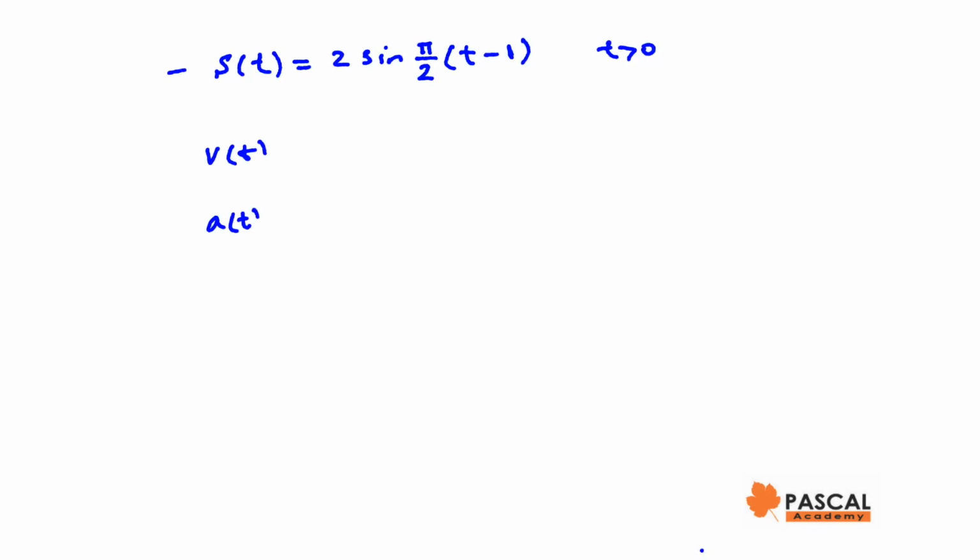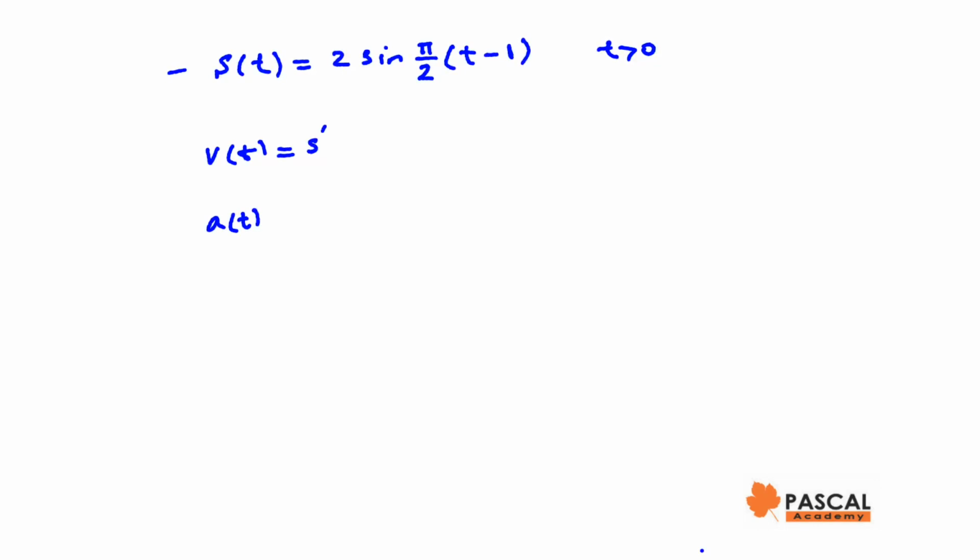Our next example is working with a sinusoidal function. Let's assume an object is moving on a straight line and its position at time t is s of t equals 2 sine of (pi over 2 times t minus 1), where t is in seconds and s is in meters. We are looking for the velocity and acceleration of the object at time t.